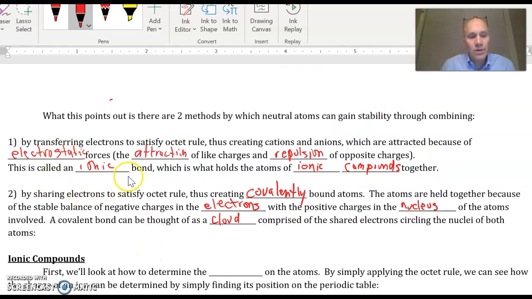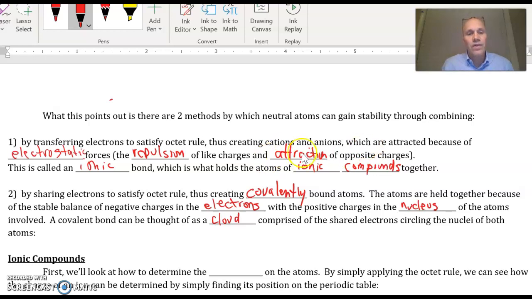Okay, so I've just summed those 2 situations up right here. The 2 ways that they can obey the octet rule: one is by transferring electrons. That means that they're going to eventually be held together by what's called electrostatic forces, which is just a way of saying the repulsion of like charges and the attraction of opposite charges. If you've ever played with little refrigerator magnets, you've probably noticed that in certain ways they push apart, but in other ways they want to cling together. You can kind of think of that as an analogy for what's going on here.